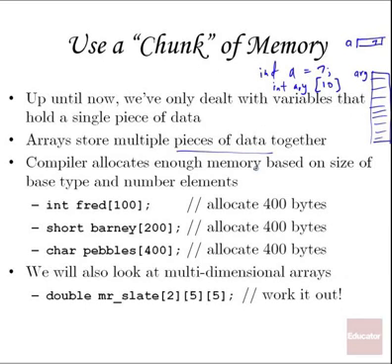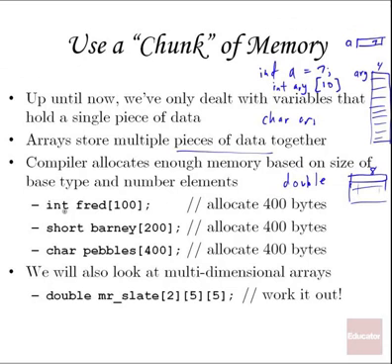The compiler allocates enough memory based on the size and the number of elements. So an int array is larger than a char array, but it's smaller than a double array. So the double, each one of these slots to put a number in has got to be 8 bytes across. Whereas for the integer, it only needs to be 4 bytes across. And the compiler takes care of all that for you. So you don't have to worry about where things are and that sort of stuff.